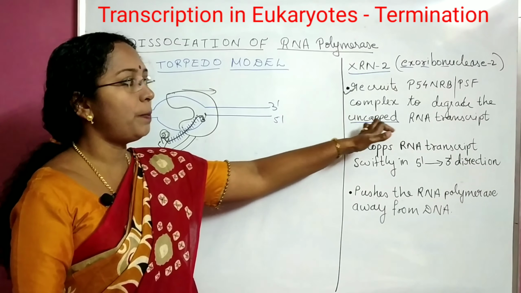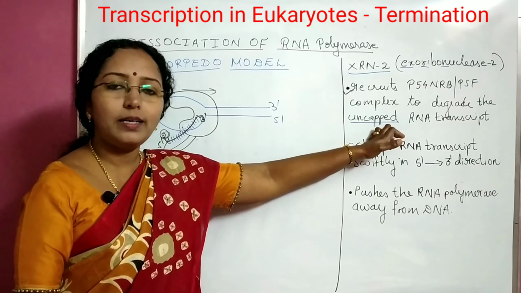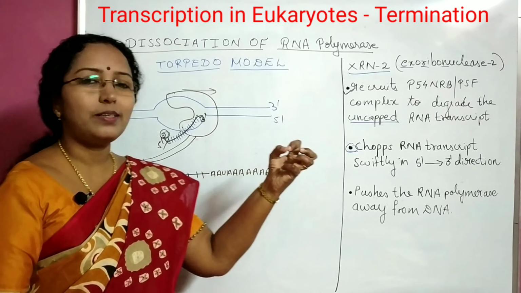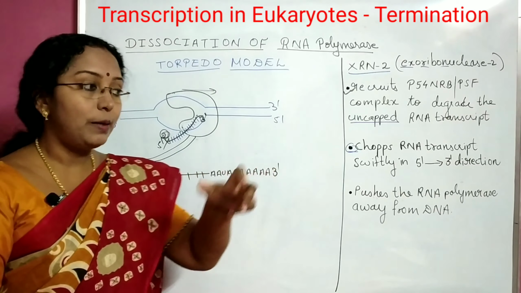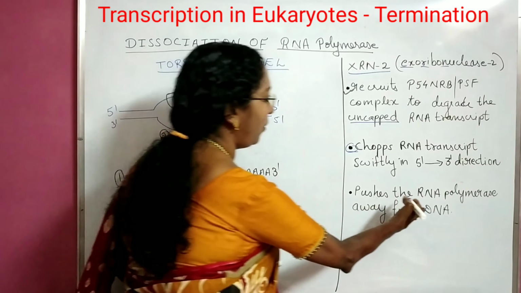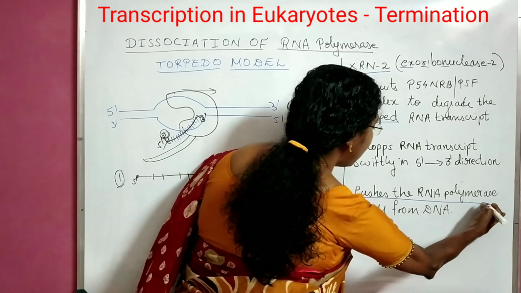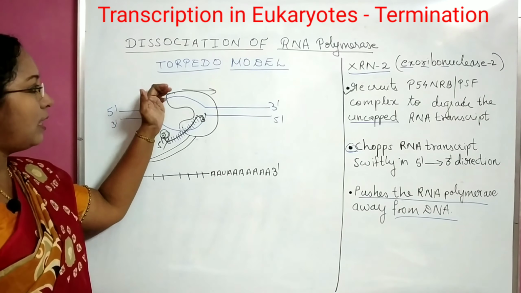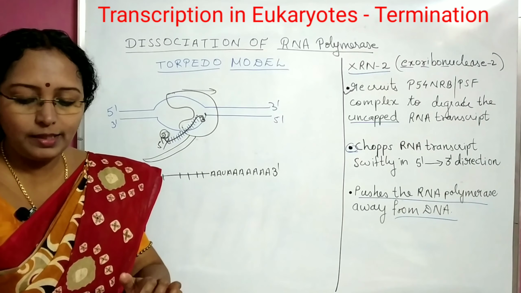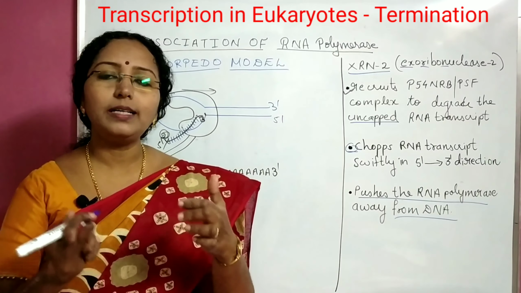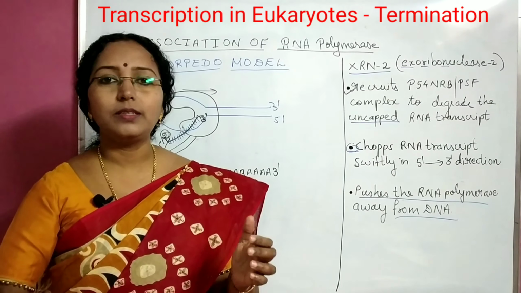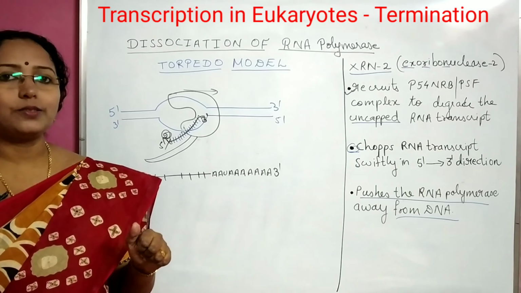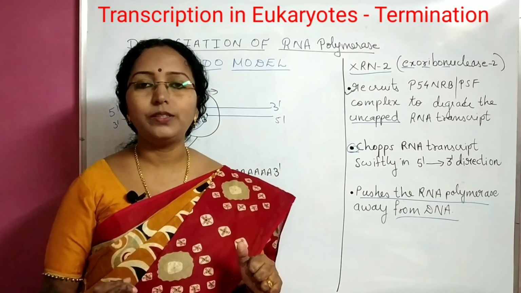Because of the swift chopping of the uncapped RNA transcript, which is formed subsequently, this RNA polymerase undergoes a conformational change, and because of that, this RNA polymerase is getting pushed out or pushed away from the DNA. And as the RNA polymerase is pushed away, the DNA again becomes double-stranded, and the process of transcription ends there. So I hope you have understood the process of termination in eukaryotes.